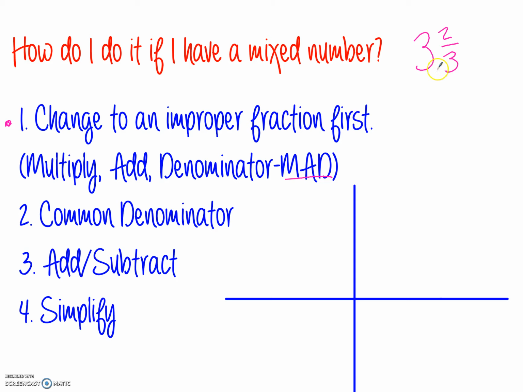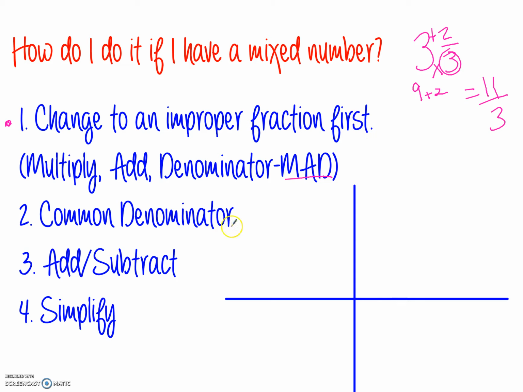All right, so we're going to multiply the denominator by the whole number. So 3 times 3 is 9. Then we're going to add the numerator. So 9 plus 2, we have 11. Okay, and we keep our denominator what it was. So that's how we change it into an improper fraction.